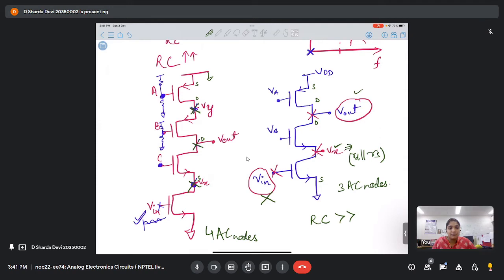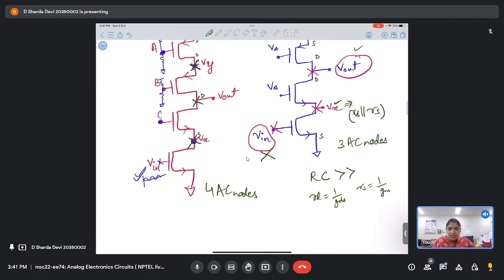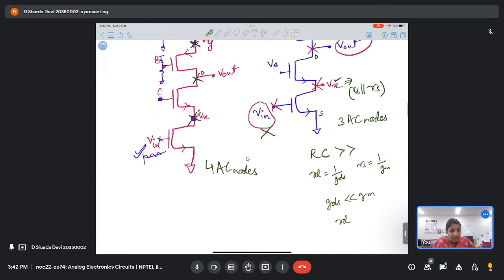RD is RDS, which is 1 by GDS. Yes. And what about RS? Approximately it will be 1 by GM. Yes, and I mentioned it earlier as well. GDS is much less than GM, right? Which makes RD much greater than RS, right?